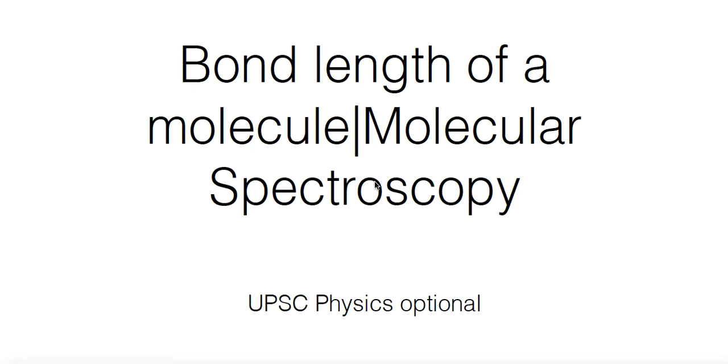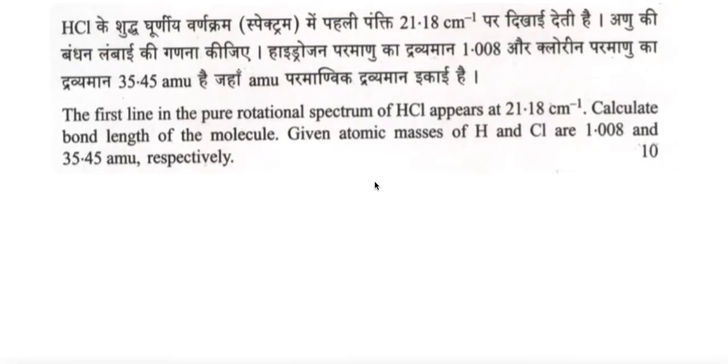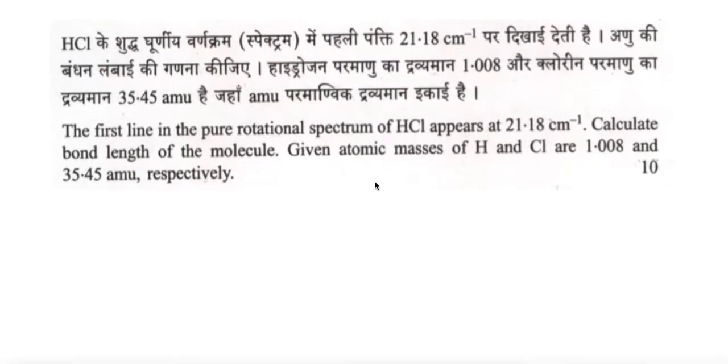So today we are going to analyze another question from the previous year papers of UPSC Physics optional. Let's go straight to the question. The question is here: the first line in the pure rotational spectrum of HCl appears at 21.18 cm inverse. Calculate the bond length of the molecule. Given atomic masses of hydrogen and chlorine are 1.008 and 35.45 AMU respectively.